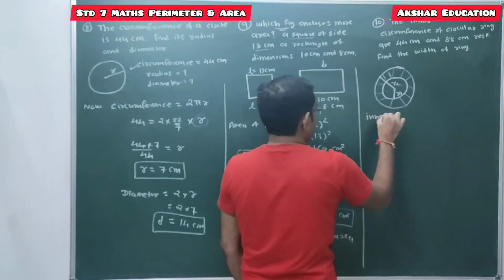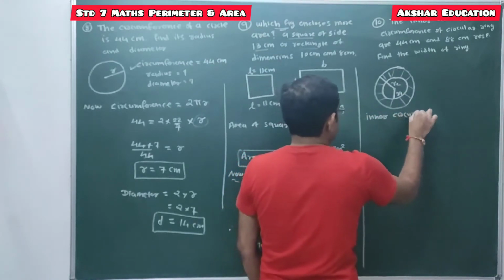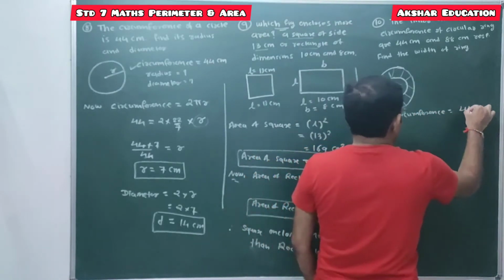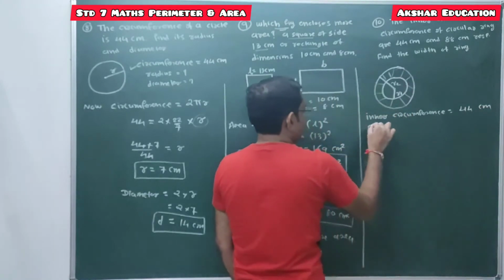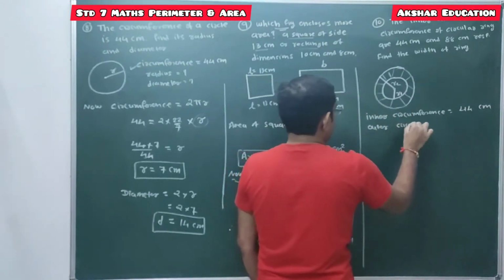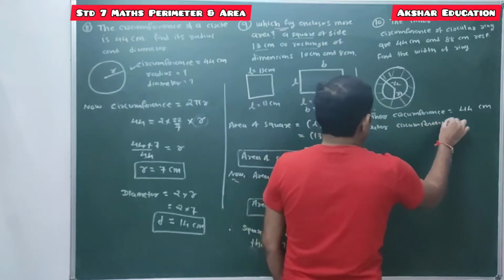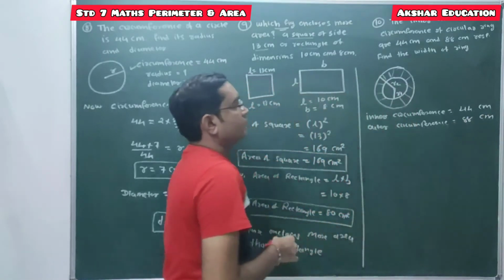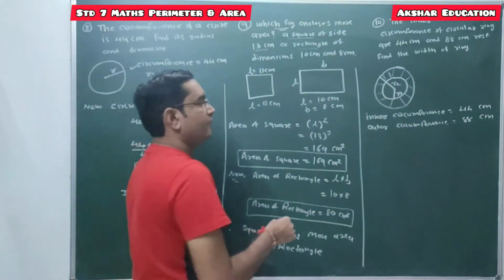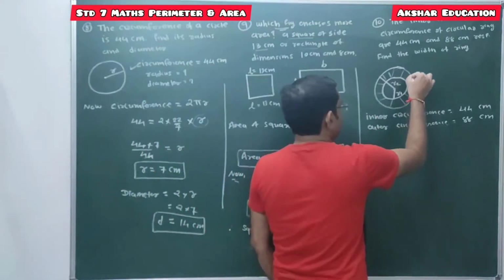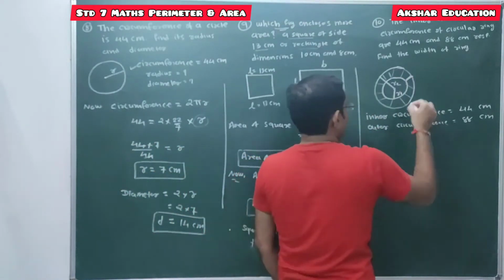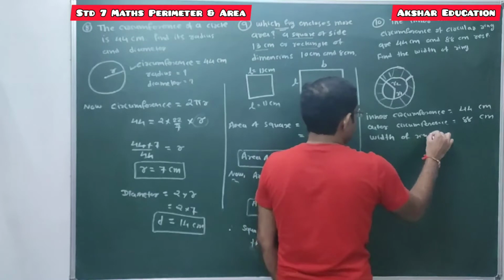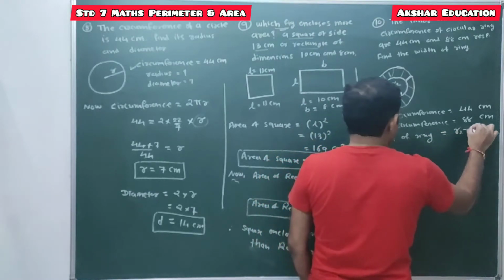So here inner circumference of the ring is given 44 centimeter and outer circumference is given as 88 centimeter. So you have to find the width of the ring. So what is the width of the ring? Width of the ring is nothing but the difference of this radius. So width of the given ring is nothing but R2 minus R1.